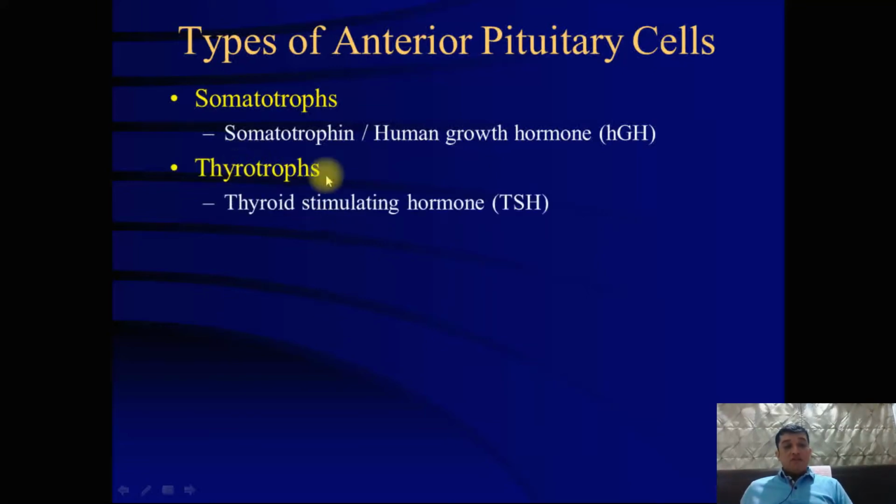The second one is the thyrotroph, which leads to the release of TSH, thyroid stimulating hormone, also referred to as thyrotrophin.